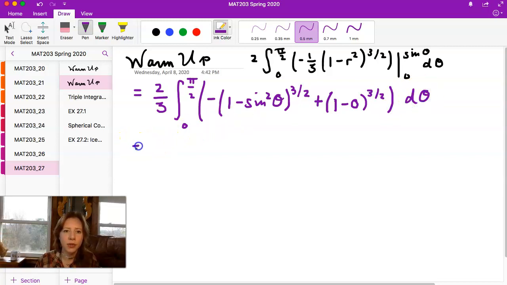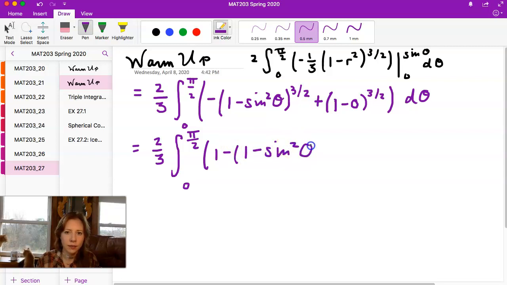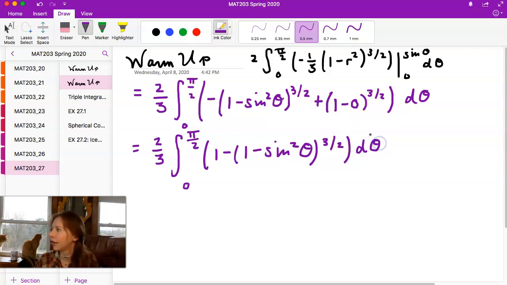So this is going to be equal to 2/3, and then we're going to go from 0 to pi over 2. Let me just rearrange the order here. So we're going to have 1 minus 1 minus sine squared theta to the 3/2, and then d theta.